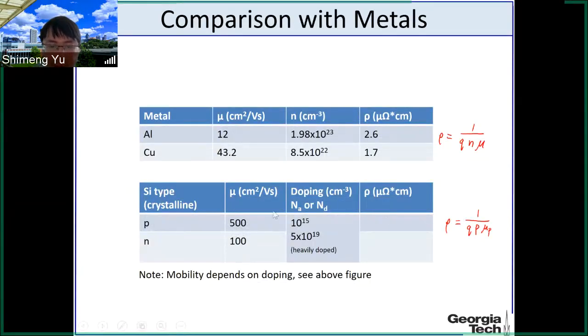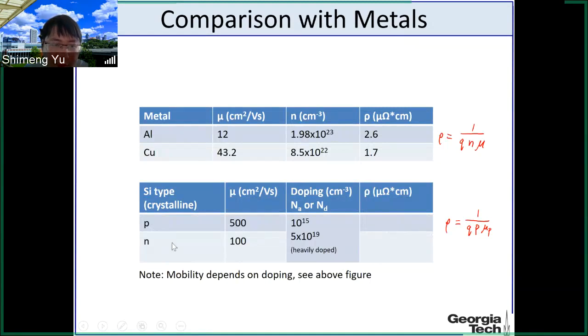And then the mobility mu_p is 500, and the density p is 10 to the power 15. So we just plug in the numbers here, and you know q is 1.6 times 10 to the negative 19 coulomb. So it's a physical constant. And then you can get the number here.